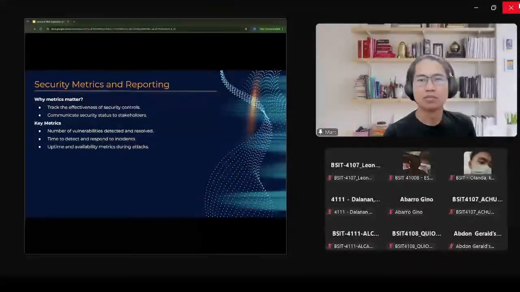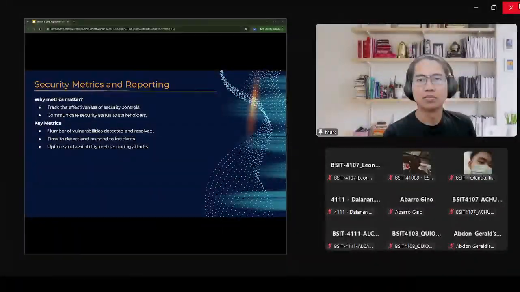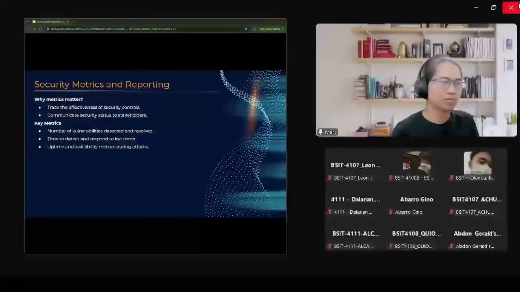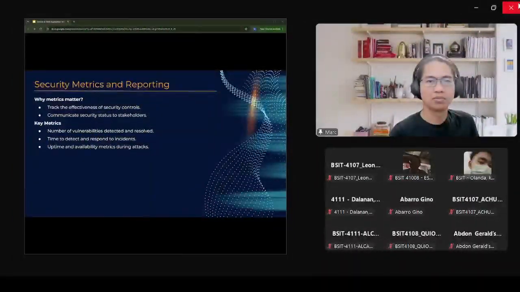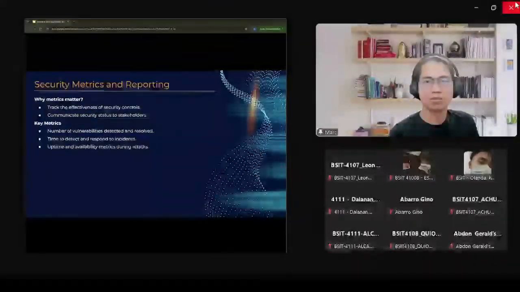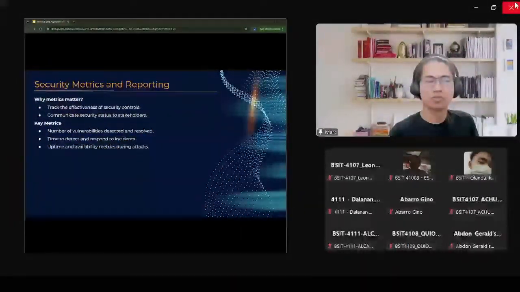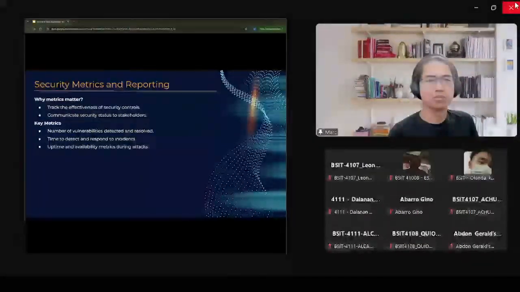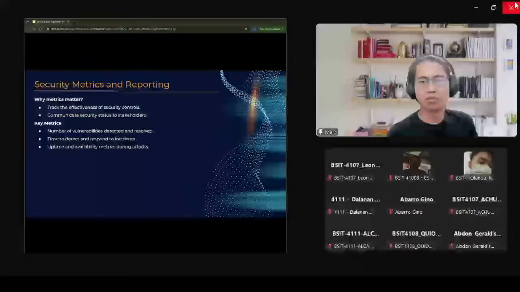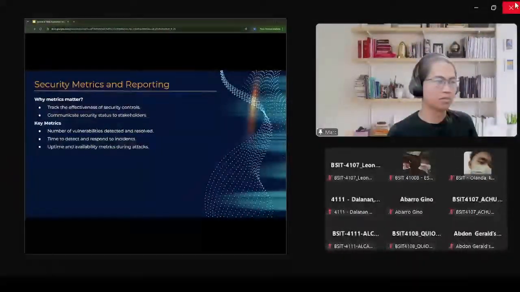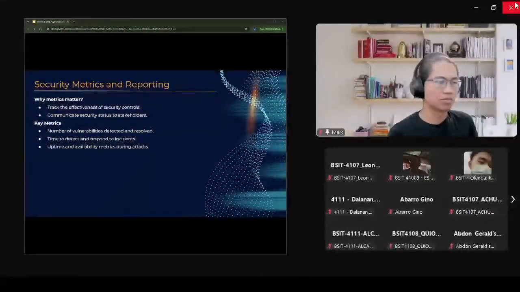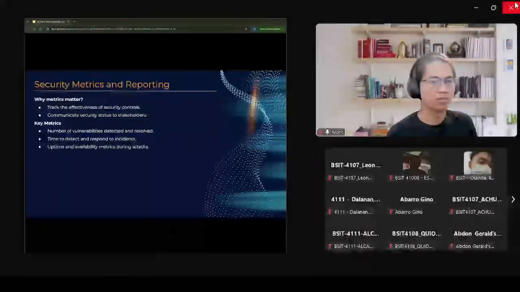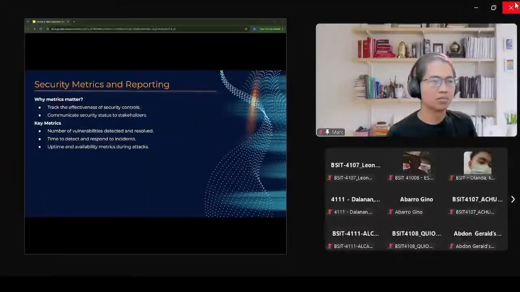Let's dive into why metrics matter, the key metrics to focus on, and how these insights drive continuous improvement. First, let's begin by discussing the importance of security metrics. One is tracking the effectiveness of security controls. Metrics provide concrete data to evaluate whether implemented security measures are working as intended. For example, tracking the number of resolved vulnerabilities can show how well patch management processes are performing.